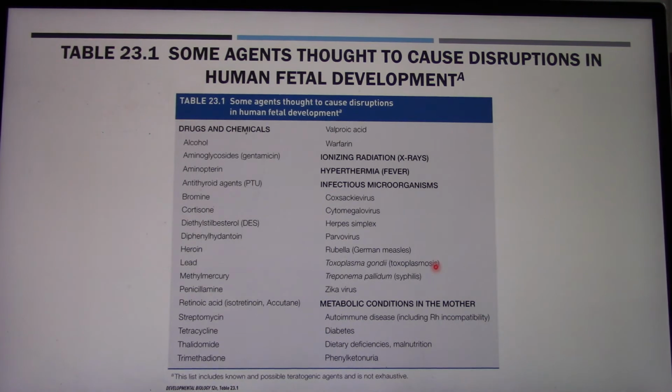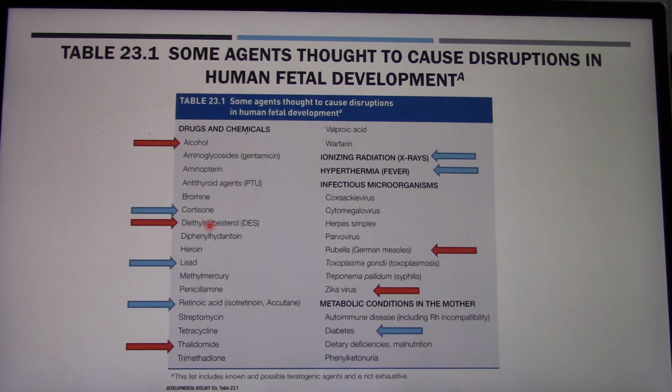So here's a chart, a table from your chapter 23. This is 23.1, some agents thought to cause disruption in human fetal development. So from this table, I'm going to point out the ones I'm highlighting with red arrows, which your video talks about, your assigned video. So you should know those. And then the ones in blue, we're not talking about in depth, but I am pointing them out because I think you should know them. And one of them is retinoic acid. Your book does have a section on that, but I'm not covering it.